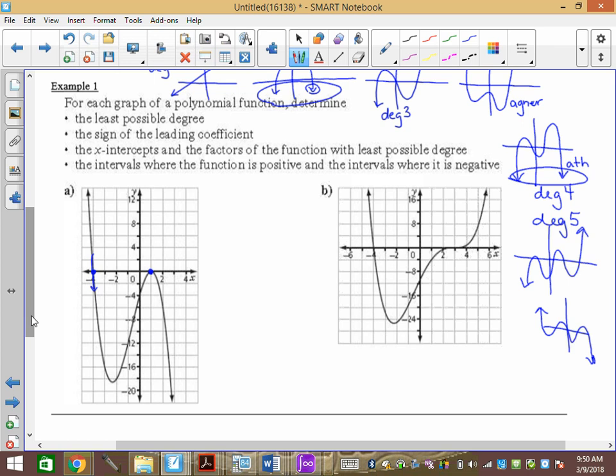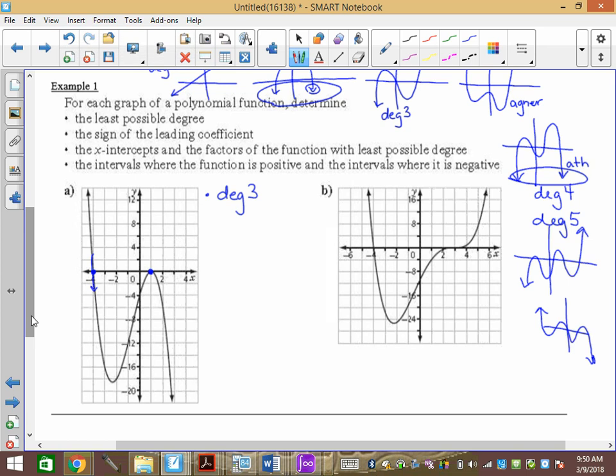Grade 1 coming back at you. 1 apple plus 2 apples is 3 apples. Yep. We have arrows in opposite directions, so it's either 3 or 5 or 7 or 9 or etc. Or 1, but it's not 1 because it's not a straight line. So the least possible degree this one could be is what? 3. Okay? Now we're going to go to this one.